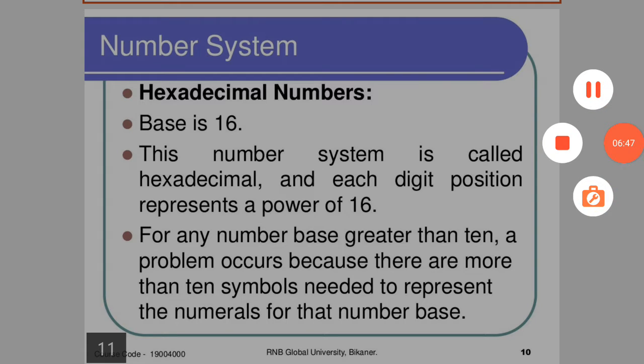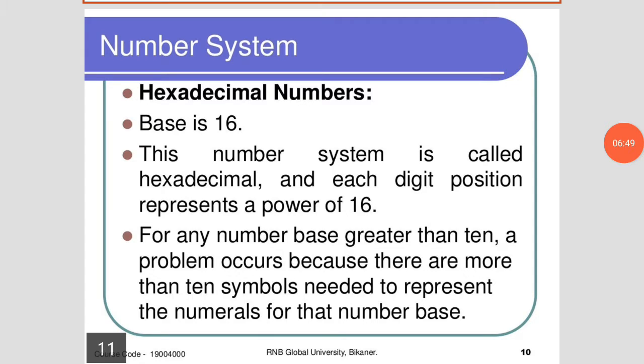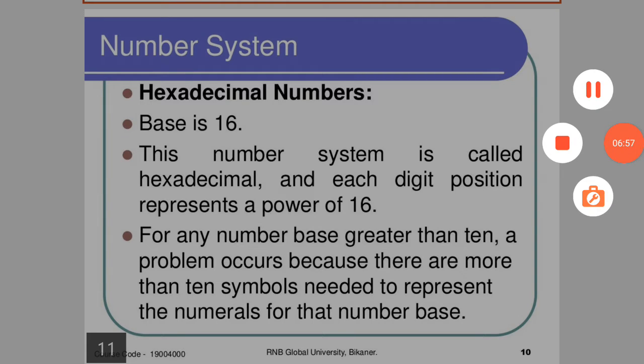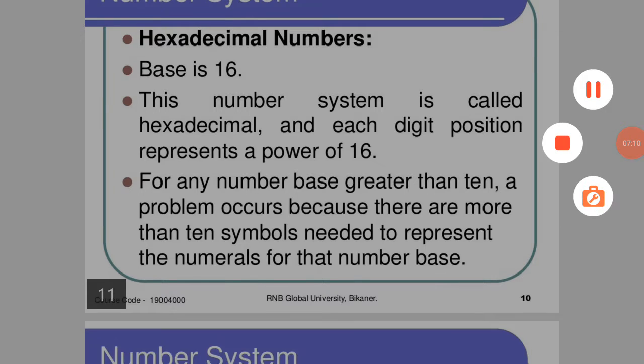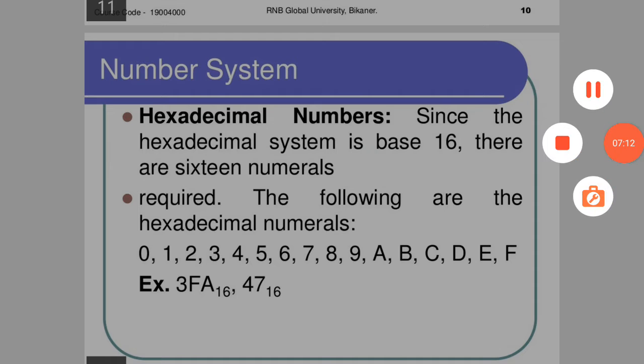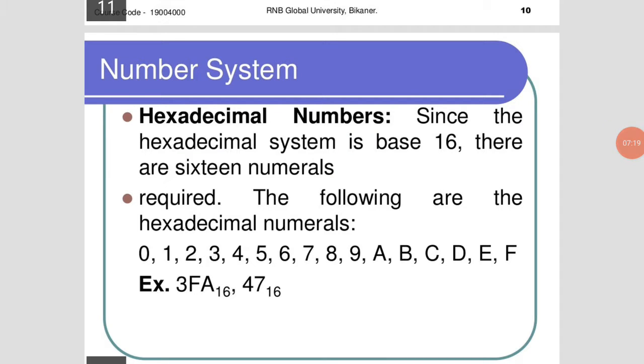Hexadecimal number base is 16. This number system is called hexadecimal and each digit position represents a power of 16. For any number base greater than 10, a problem occurs because more than 10 symbols are needed to represent the numerals for that number base. In hexadecimal, since the system is base 16, there are 16 numerals required.